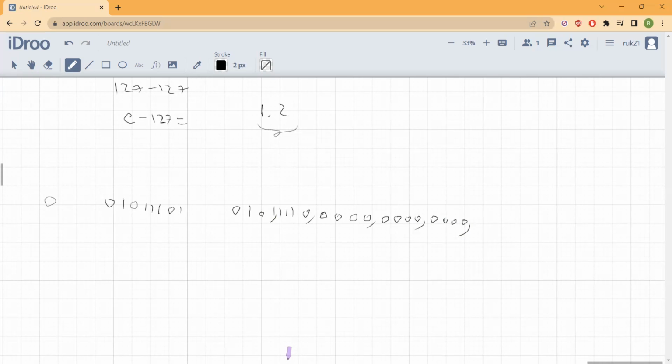I can't count. 1, 2, 4, 8, 12, 16, 20, 1, 2, 3, 23. Perfect. So now again, we're just going to start up with our process. So first we look at our sign bit. Our sign bit is 0, therefore our number is positive.